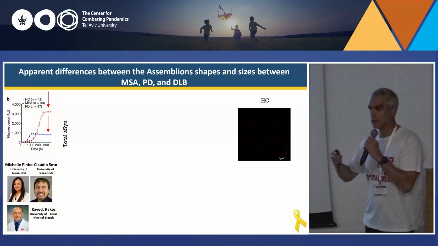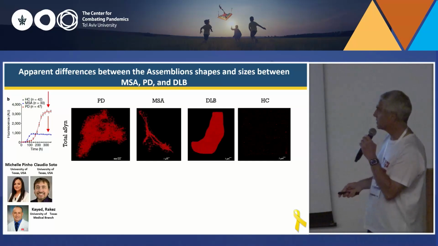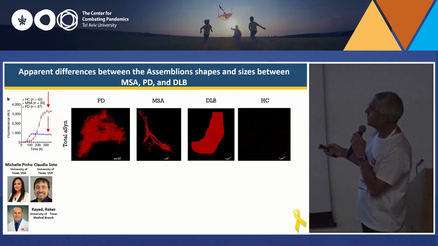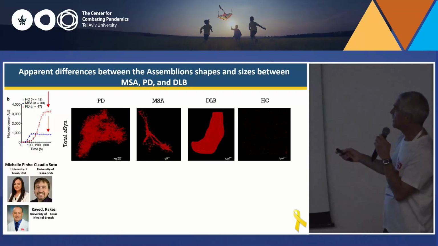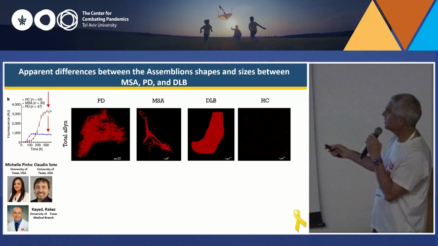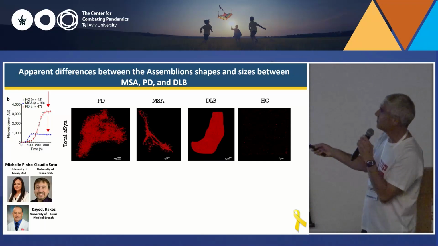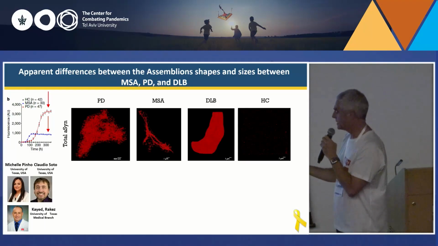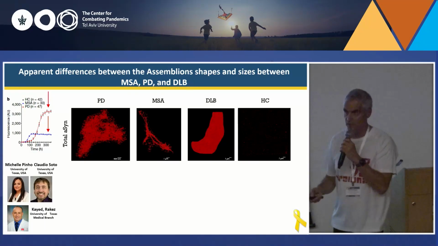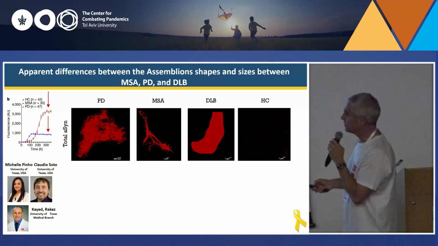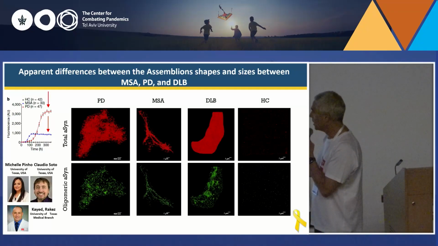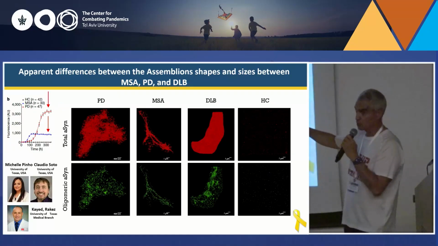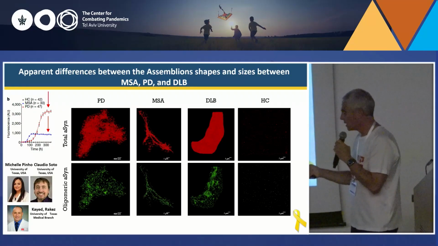But when we looked at the assemblies coming from the different diseases, we saw completely different images or structures. This is the structure that we got in DLB, MSA, dementia with Lewy bodies, multiple system atrophy, and PD. They look different, and this is by staining with an antibody against total alpha-synuclein. When we stain them with an antibody against oligomeric alpha-synuclein, we got slightly different staining. And the phosphorylated antibody is not working here since these are in vitro.